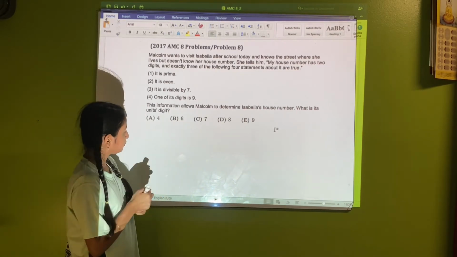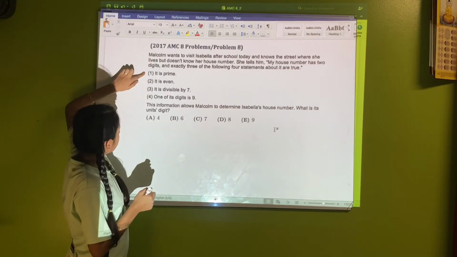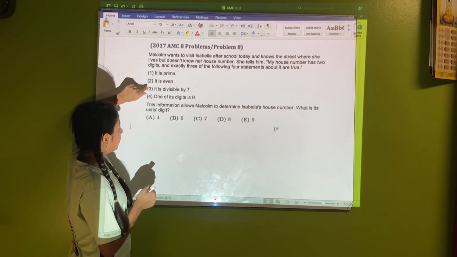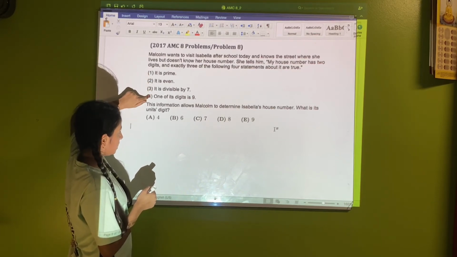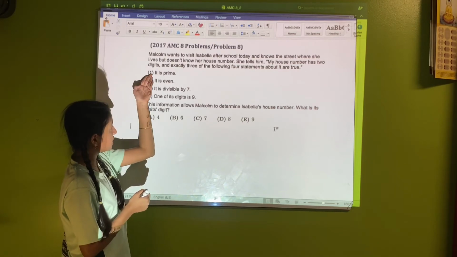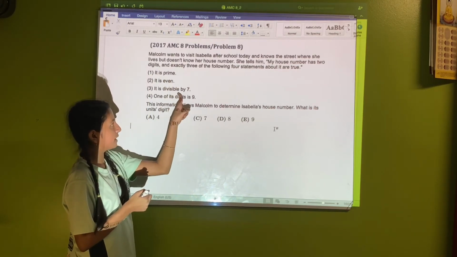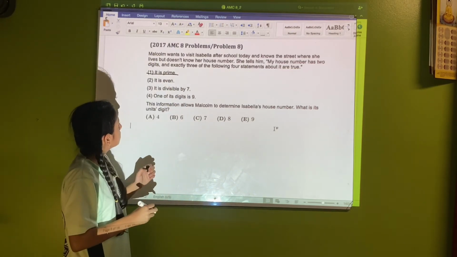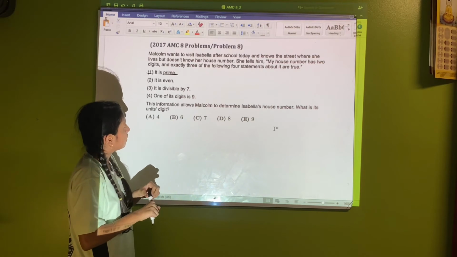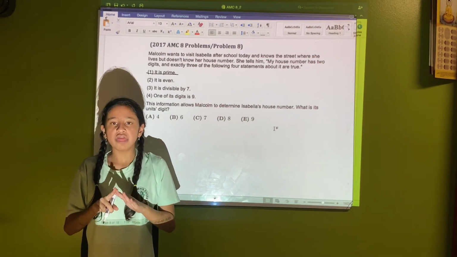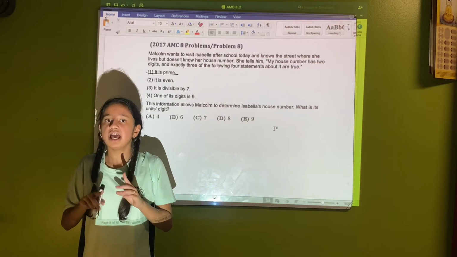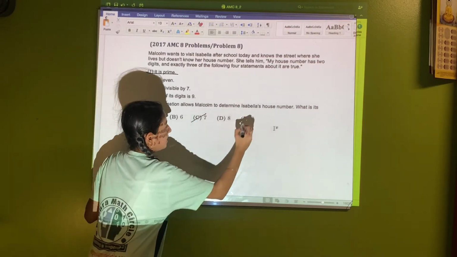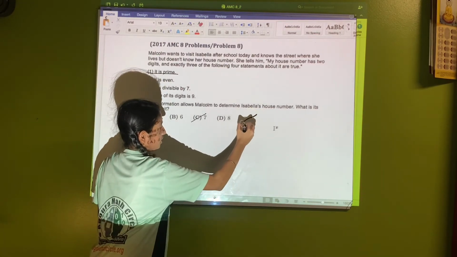So first one is, we know one of these is false. First one is prime, it is even, it is divisible by 7, one of its digits is 9. I can tell right away that this one is false because it's even and divisible by 7, only one is false, so we know that 1 is false. So next, it is even. We know from our divisibility table that if a number is even, its units digit has to be an even number. So we can tell here that C is not your answer, E is not your answer either.